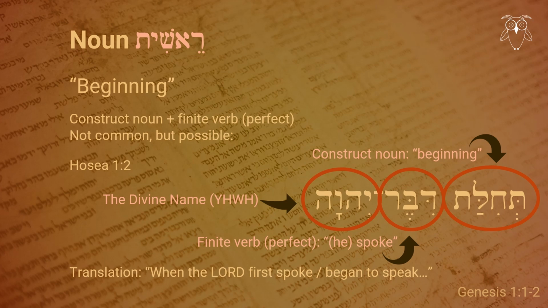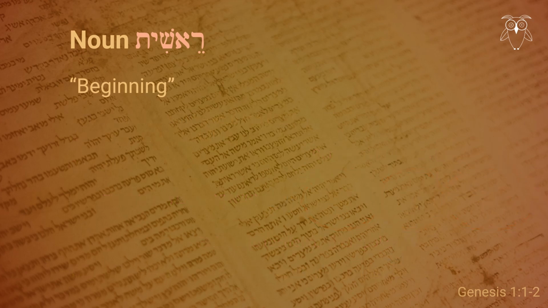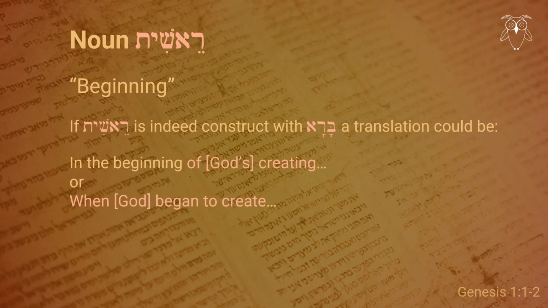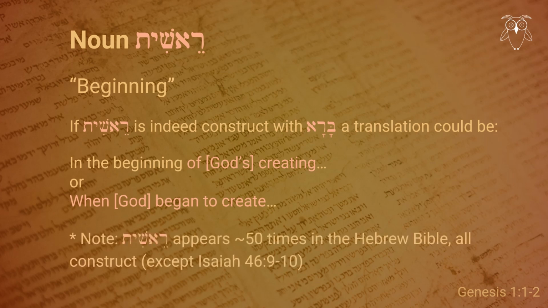The advantage here is that tekalath does have a different form when it is construct, so here there is no ambiguity. Applying that idea here would create a translation like "when God began to create." Bereshit appears some 50 times in the Hebrew Bible, and each time it is in the status construct, with the only exception being Isaiah 46 verses 9 and 10.